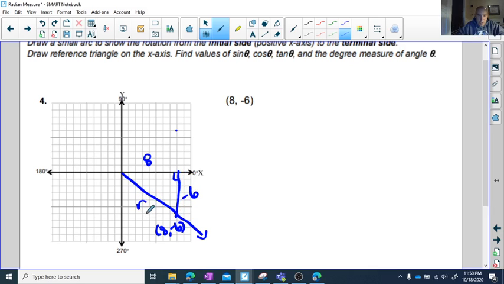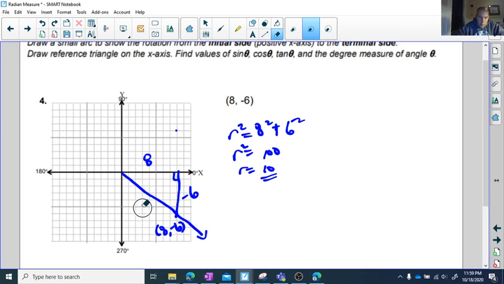So the next thing I need is r. Let's calculate that. Use Pythagoras Theorem. So r squared is 8 squared plus 6 squared. You don't need to put your negatives in Pythagoras Theorem, because it's the lengths of the sides. So 8 squared is 64, 6 squared is 36, 64 and 36 is 100. So r has got to be the square root of 100, which is 10. So I know that this side is 10.